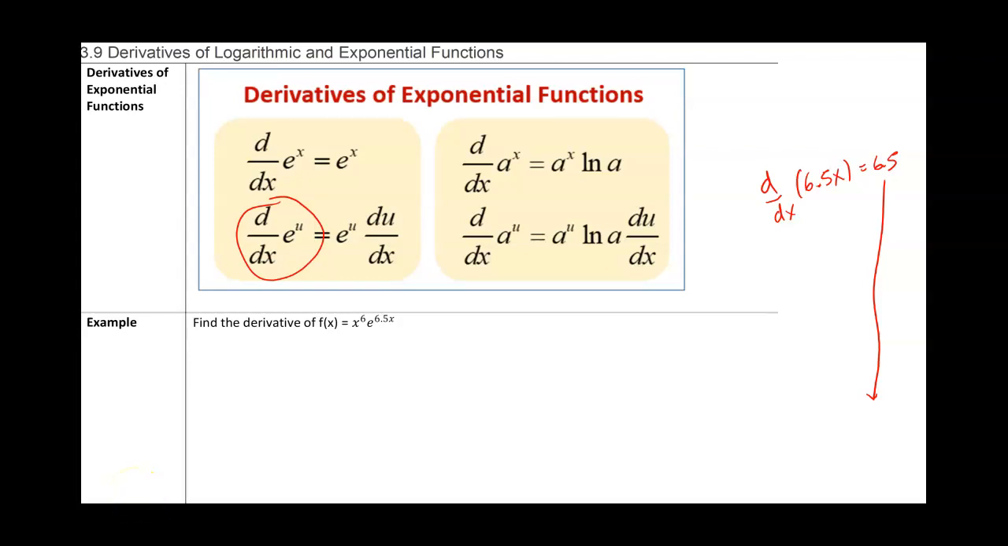In section 3.9, we will talk about the derivatives of logarithmic and exponential functions. This is kind of a long section, so we'll split it up into two parts in 2 days. The first day will consist of the derivatives of exponential functions. We will take a look at two types of exponential functions, one where the base is e, and another one where the base is any other integer, but not e.